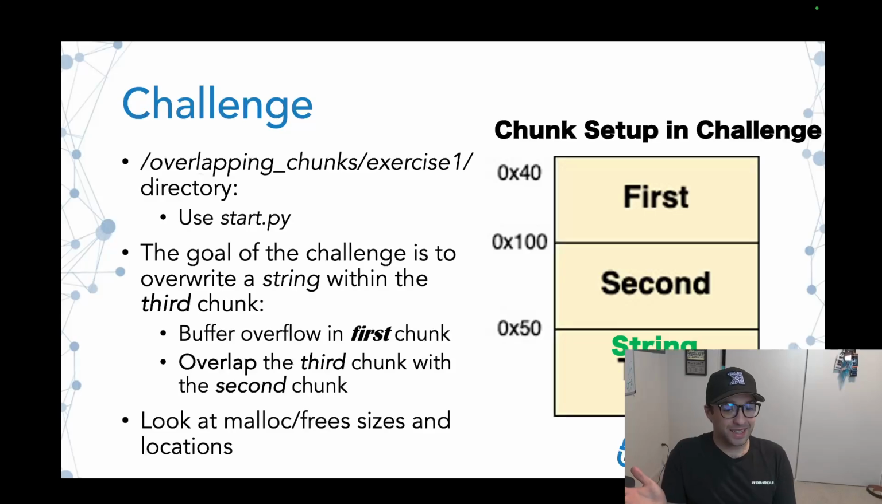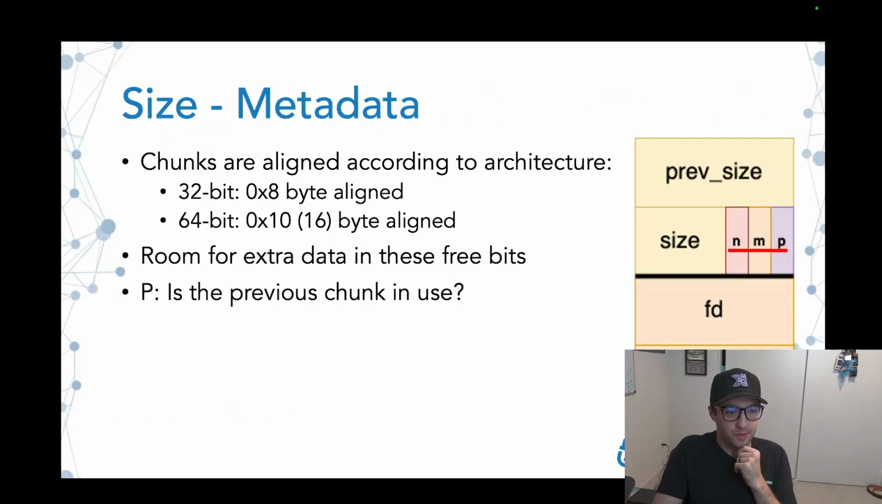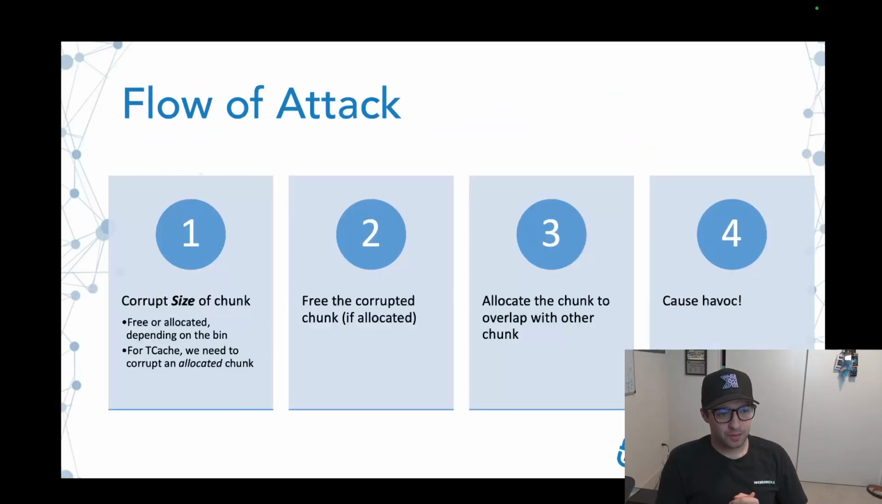So that's the technique. It's not that complicated. There's not too much going on here. If we go back some slides, there's a couple of main steps. We need to corrupt the size. We need to make sure the chunk still works, so make sure the validations are passing. We need to free the chunk if it's one of those chunks that needs to be freed while it's corrupted, like the T-cache. And then once it's freed, we need to allocate it to overlap with that other chunk. And at that point, we can cause havoc, which is the goal of all this.